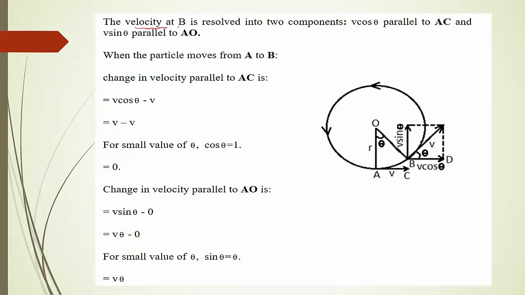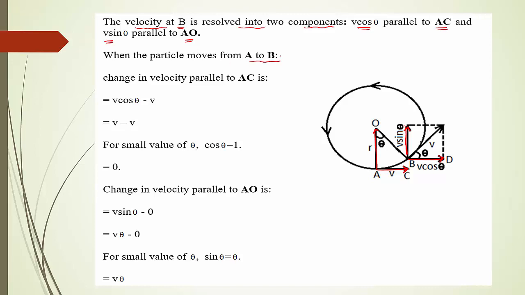The velocity at B is resolved into two components. V cos theta is parallel to AC. V sin theta is parallel to AO. Observe this diagram. V cos theta is parallel to AC, then V sin theta is parallel to AO. These components are parallel to AC and AO.